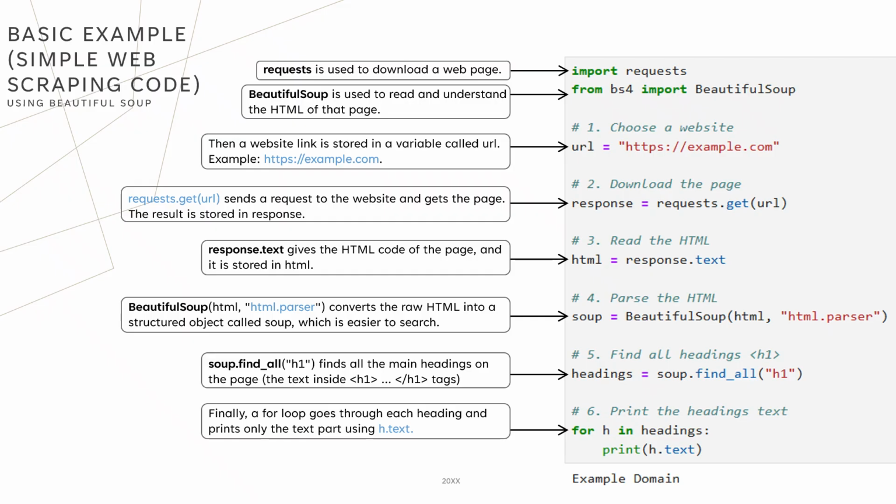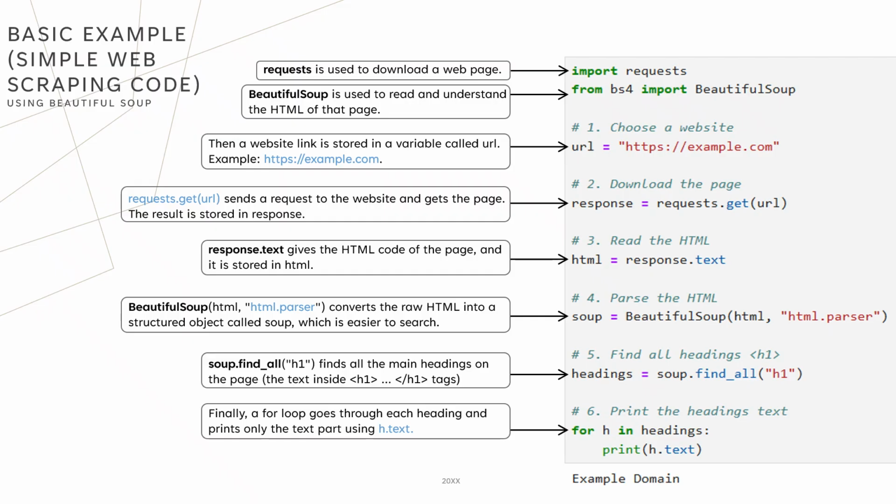Step one is choosing a website, which we chose, which is example.com. Then downloading the web page, which is done by requests. After that, reading the HTML, it is done by response.text in the code. Then we will parse the website using HTML, and the parser will be Beautiful Soup. So the fourth comment on the code.